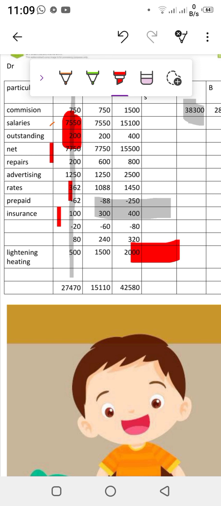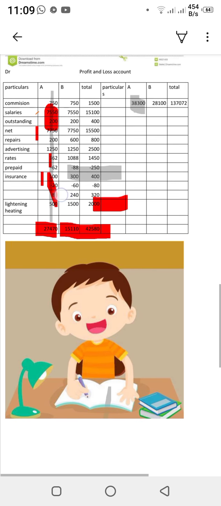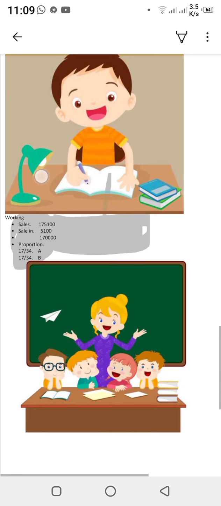After deducting the whole expenses from the gross profit, you will get net profit for department A, for department B, and for the whole organization. Hope so it will be clear to your pupil.